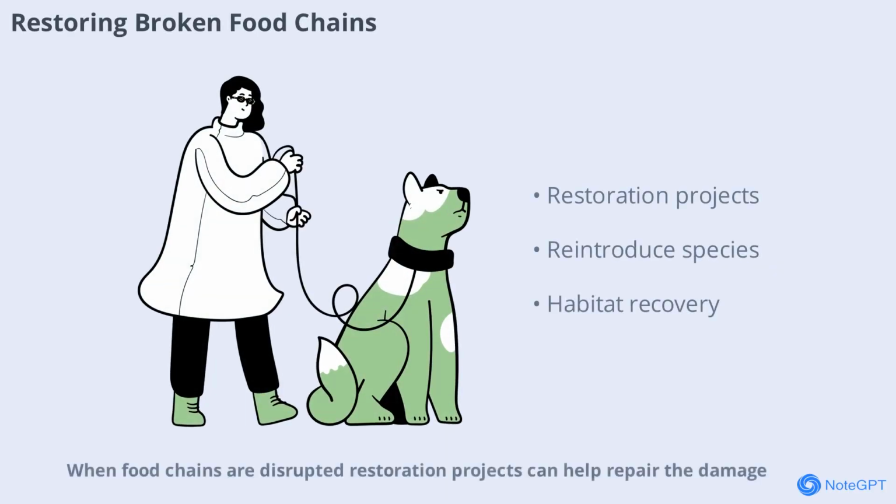When food chains are disrupted, restoration projects can help repair the damage. This might involve reintroducing native species, removing invasive ones, or restoring habitats. Successful restoration brings ecosystems back into balance and supports the return of biodiversity.